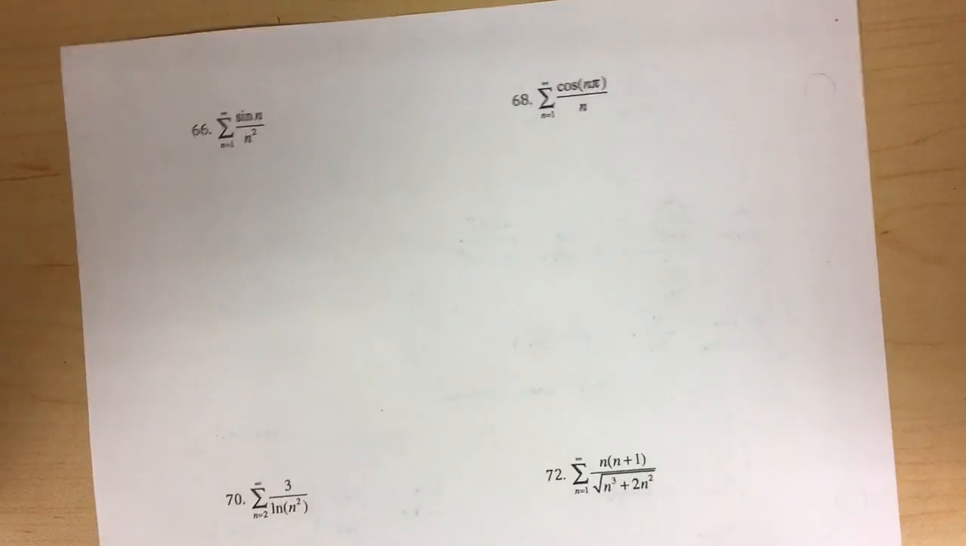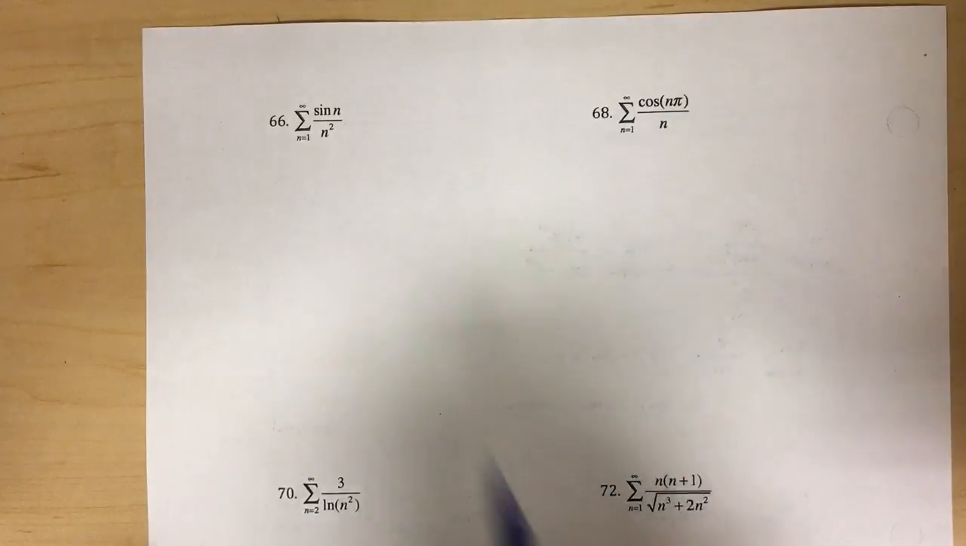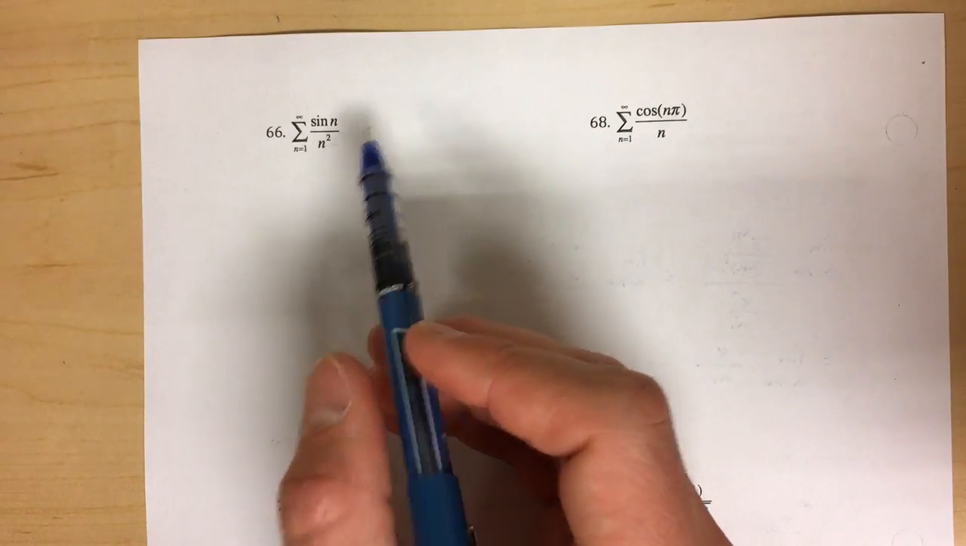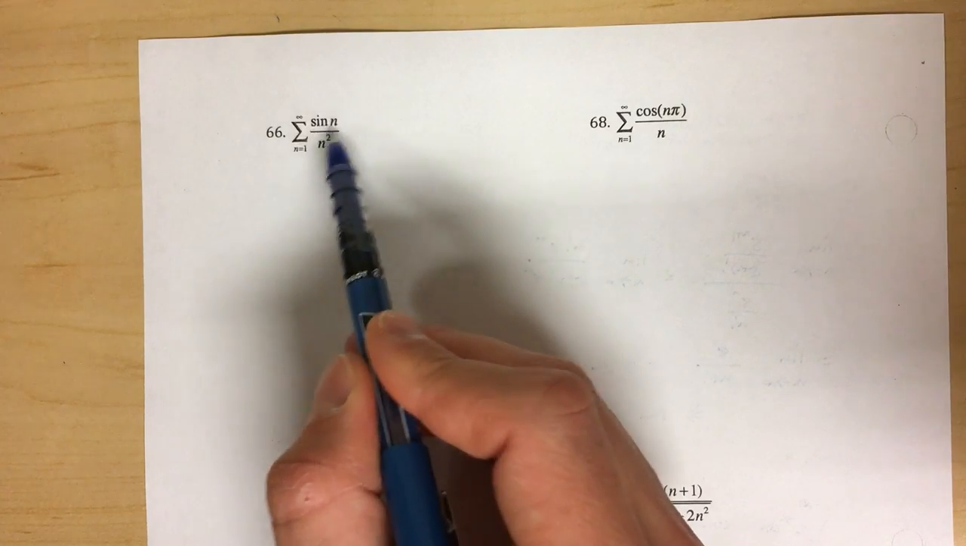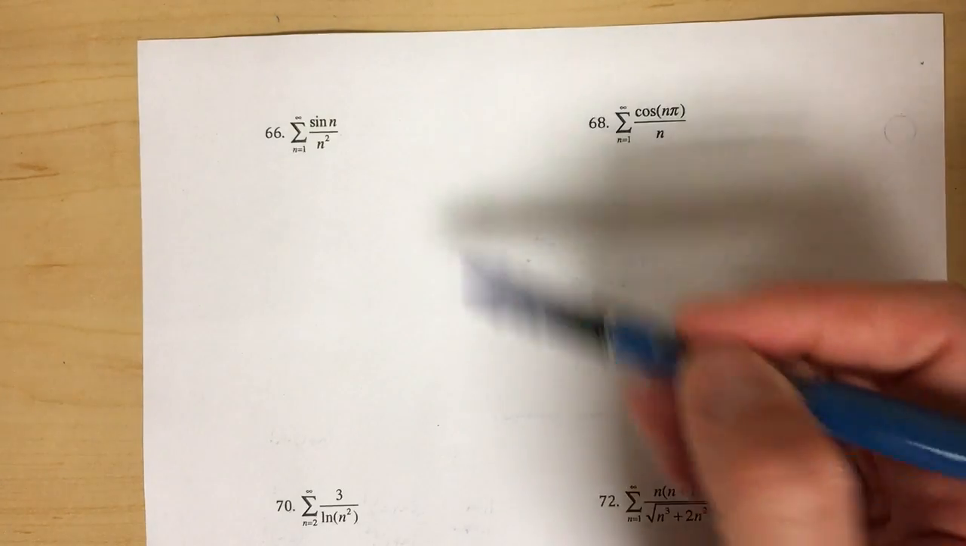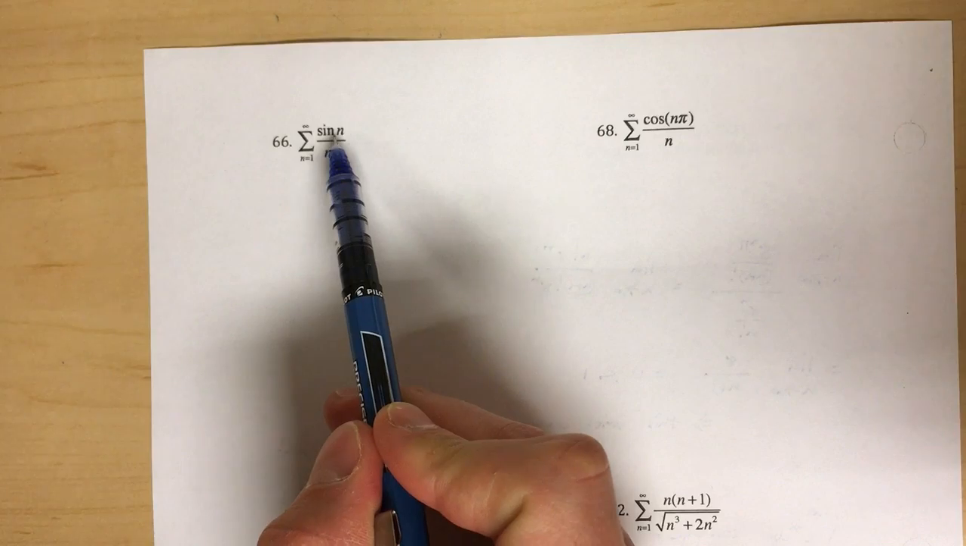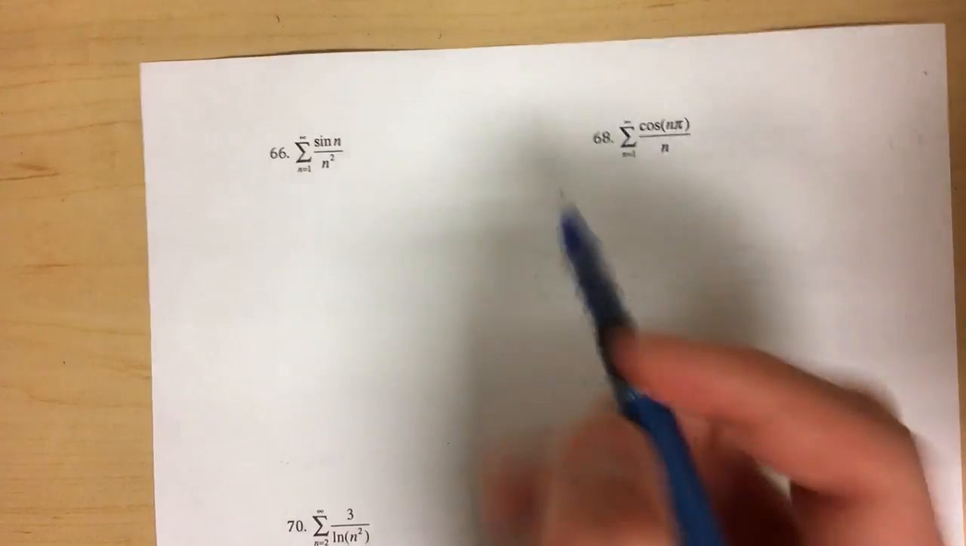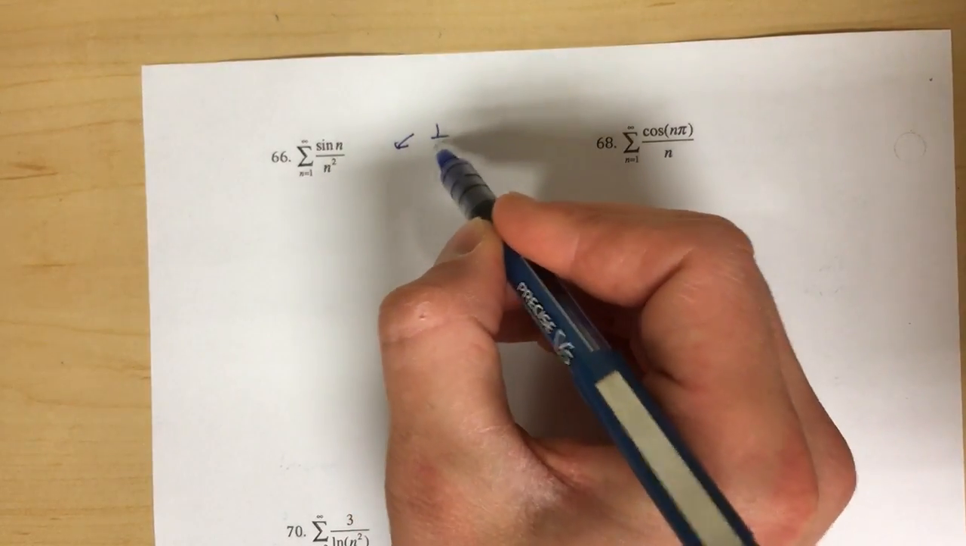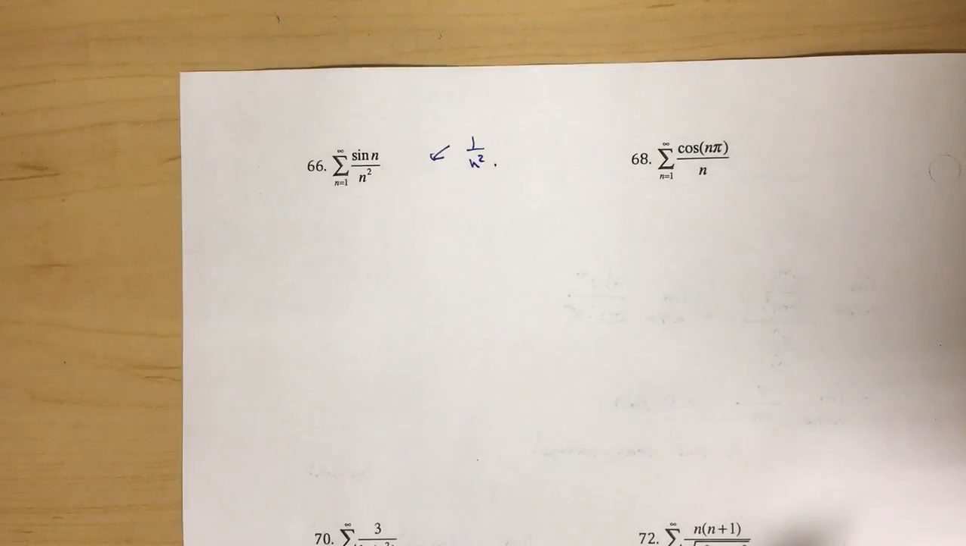Okay, we're plugging away, 8 minutes in, 4 more problems, and then we can move on. So sine n over n squared. Oh my goodness. Sine n, this girl right here bounces up between negative 1 and 1.